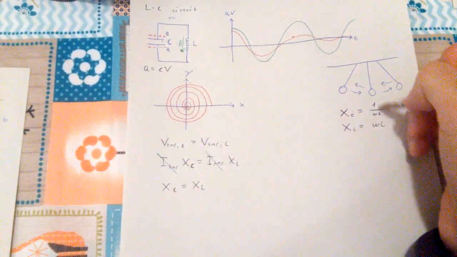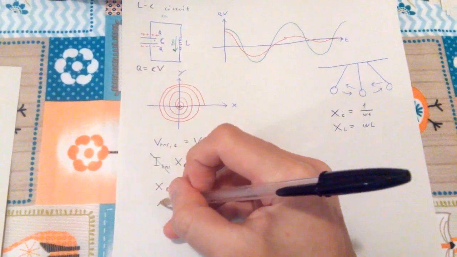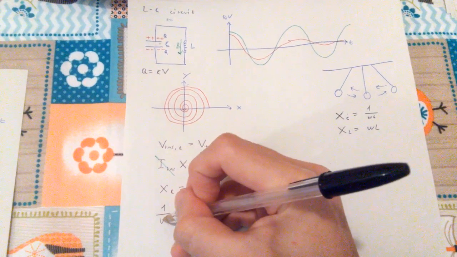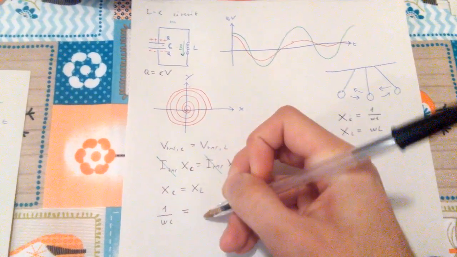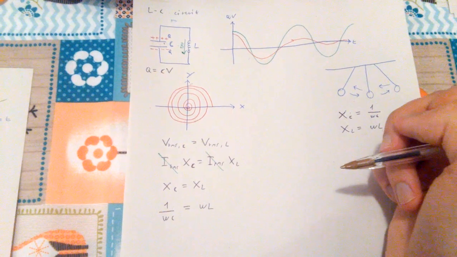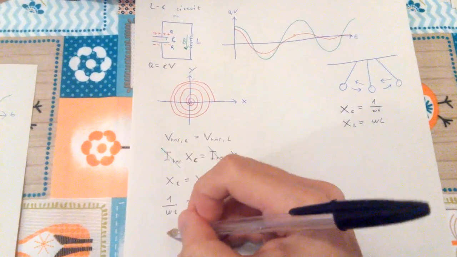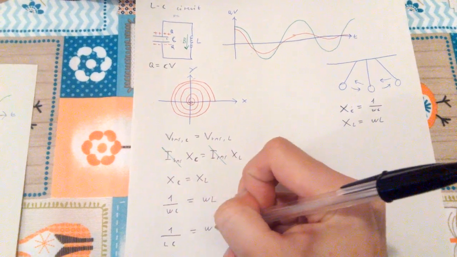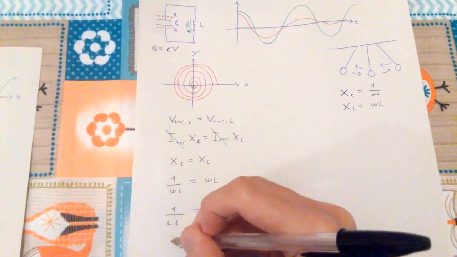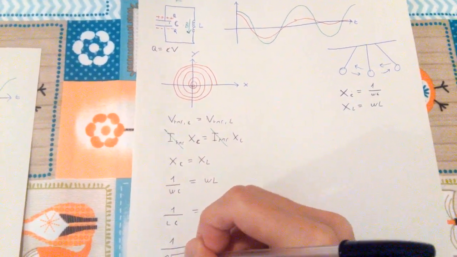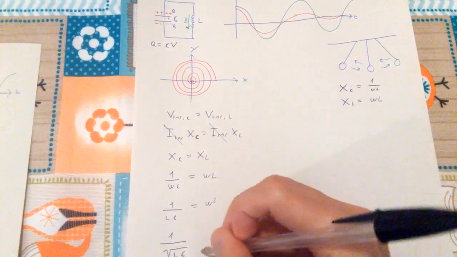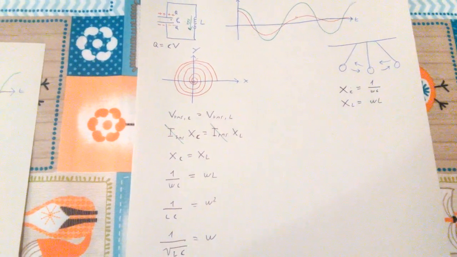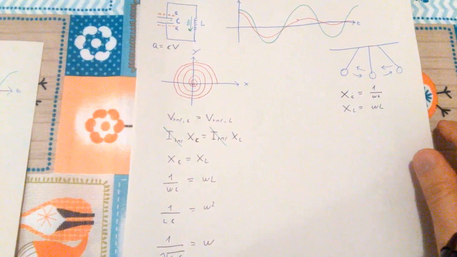And I can substitute those two and say, okay, therefore we have that 1 over omega C is equal to omega L. So 1 over LC is equal to omega squared. But then 1 over the square root of LC is equal to omega.